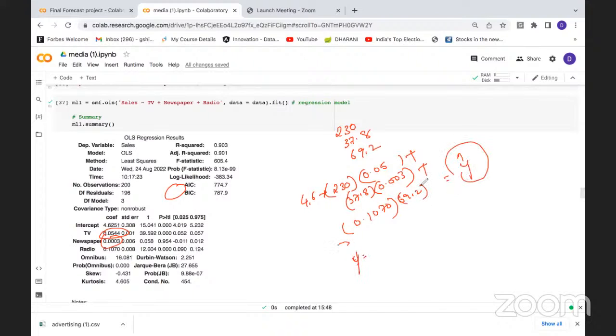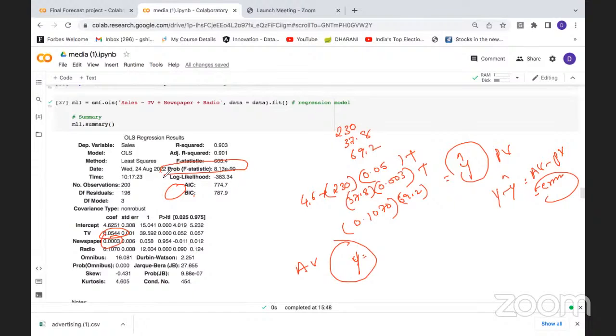This is your actual value. This is your predicted value. But y minus y hat is equal to actual value minus predicted value, which is the error count. This is the first thing you have to check. And the second thing you have to check is your F statistic p value.